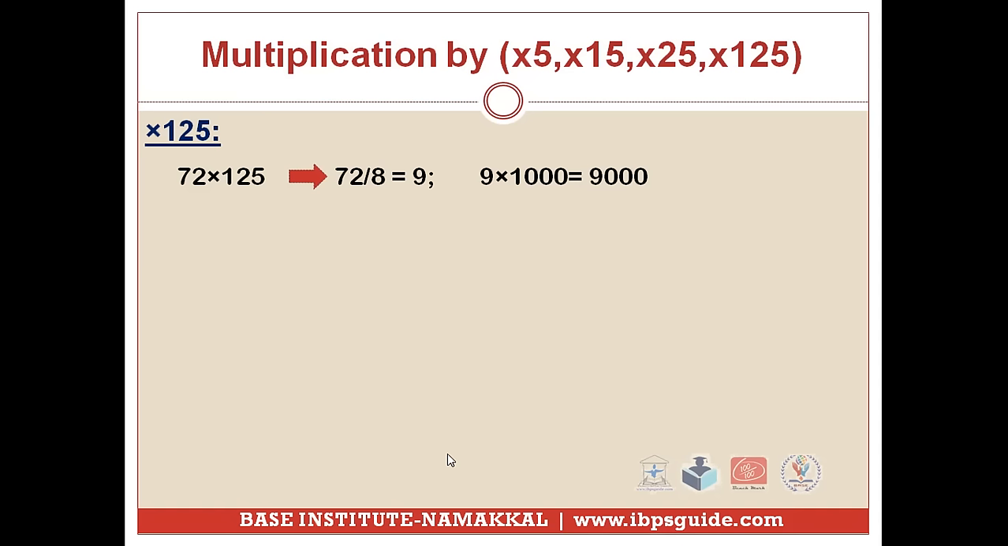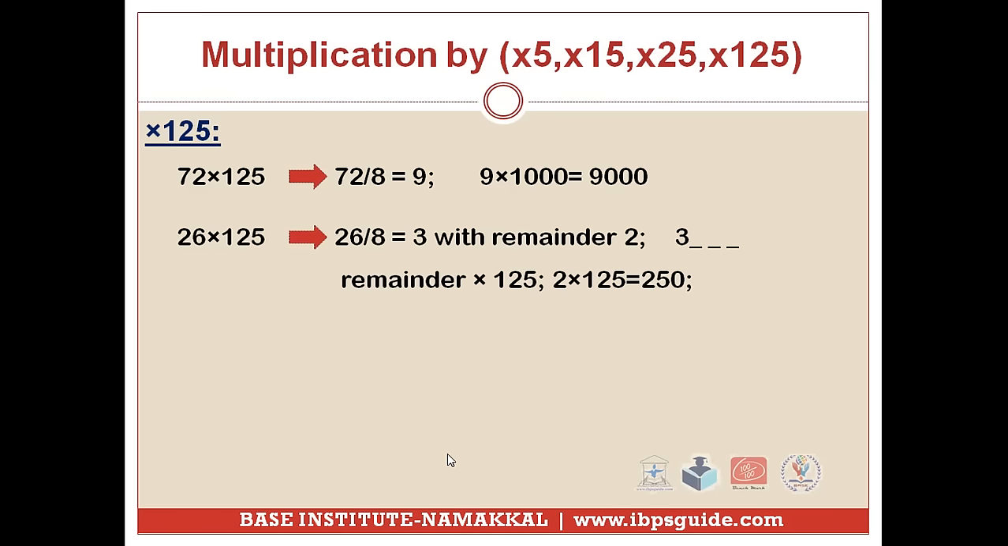For another example of multiplying 26 with 125, while dividing 26 by 8 we get 3 with remainder 2. So in this case, first place the quotient value 3 at first and then multiply the remainder with 125. Here the remainder is 2, so 2 into 125 we get 250. And then finally place this resultant value 250 after the quotient 3, so that we get the answer 3250.